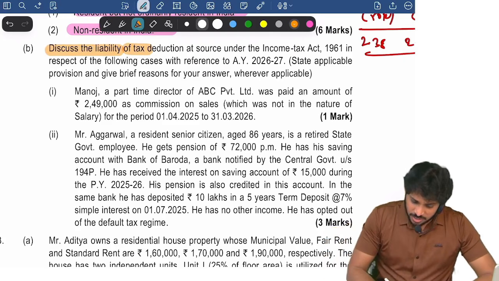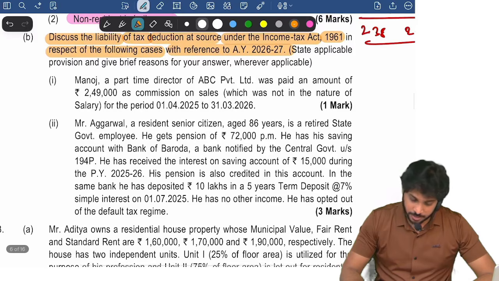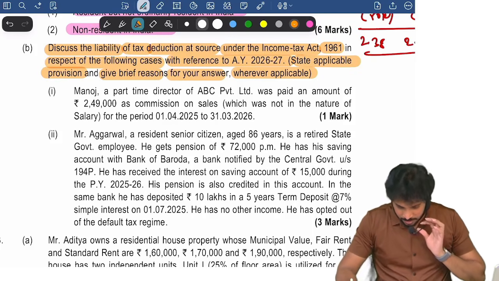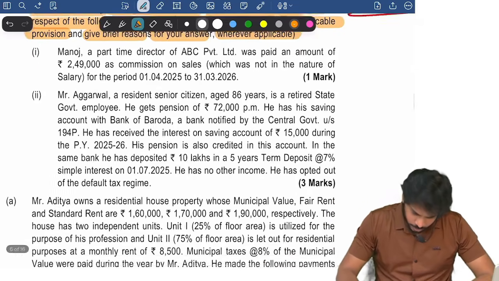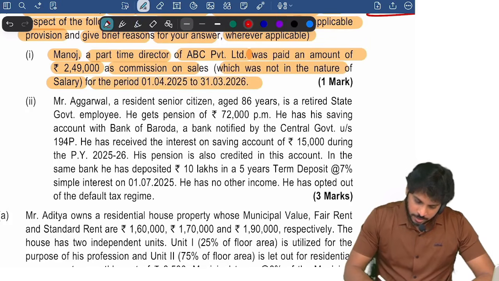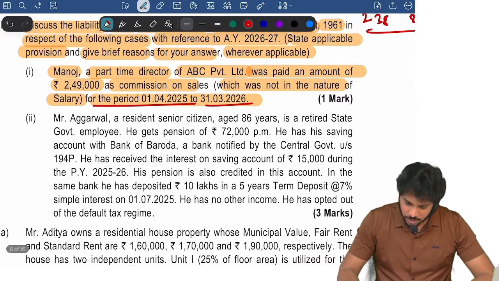Discuss the liability of TDS under the Income Tax Act 1961 in respect of the following cases with reference to assessment year 2026-27. State applicable provision. Give brief reasons for your answer wherever applicable. Okay. Next, Manoj, a part-time director of ABC, was paid an amount of 2,49,000 as commission on sales, which was not in the nature of salary, for the period 1st April 2025 to 31st March 2026.